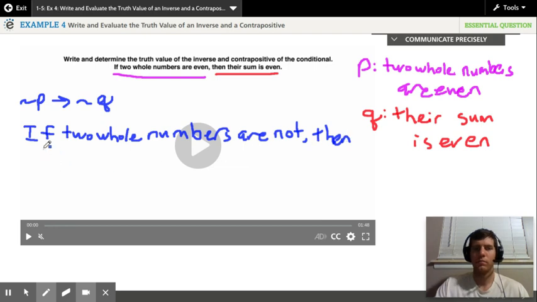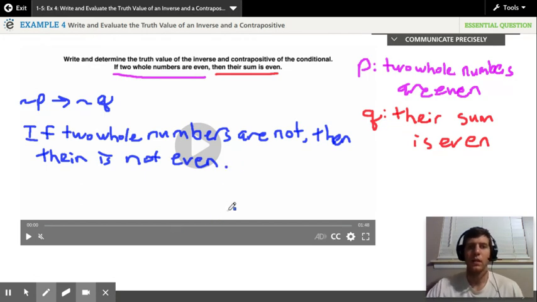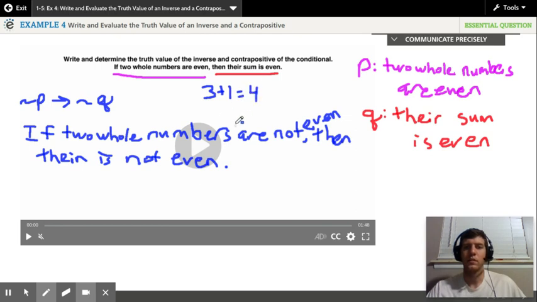their sum is not even. Okay. So we've got to know now, is this inverse statement true or false? So if we have two whole numbers that are not even, let's take 3 and 1. So 3 and 1 are both not even whole numbers. They're going to add together to get 4, which is an even number.